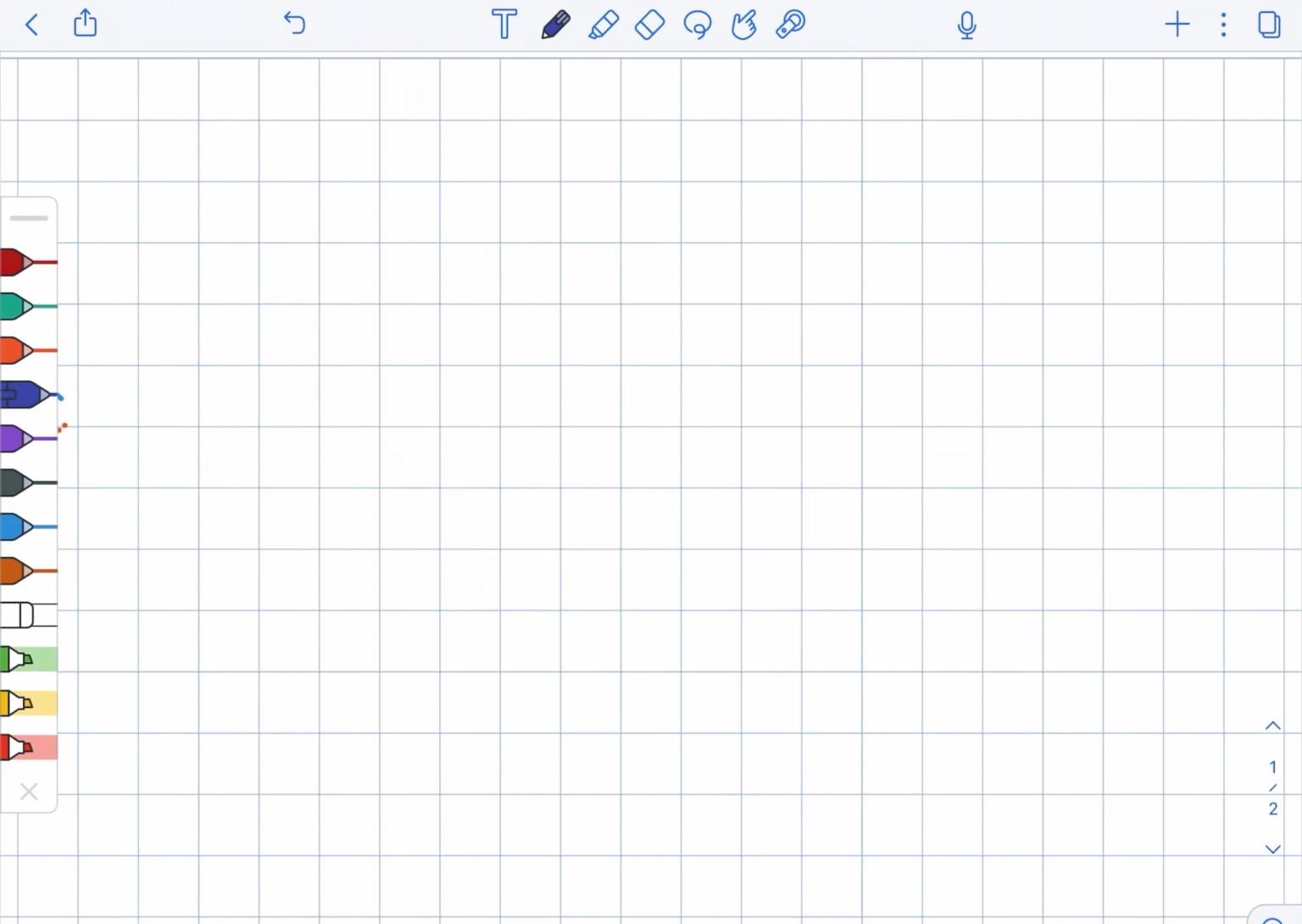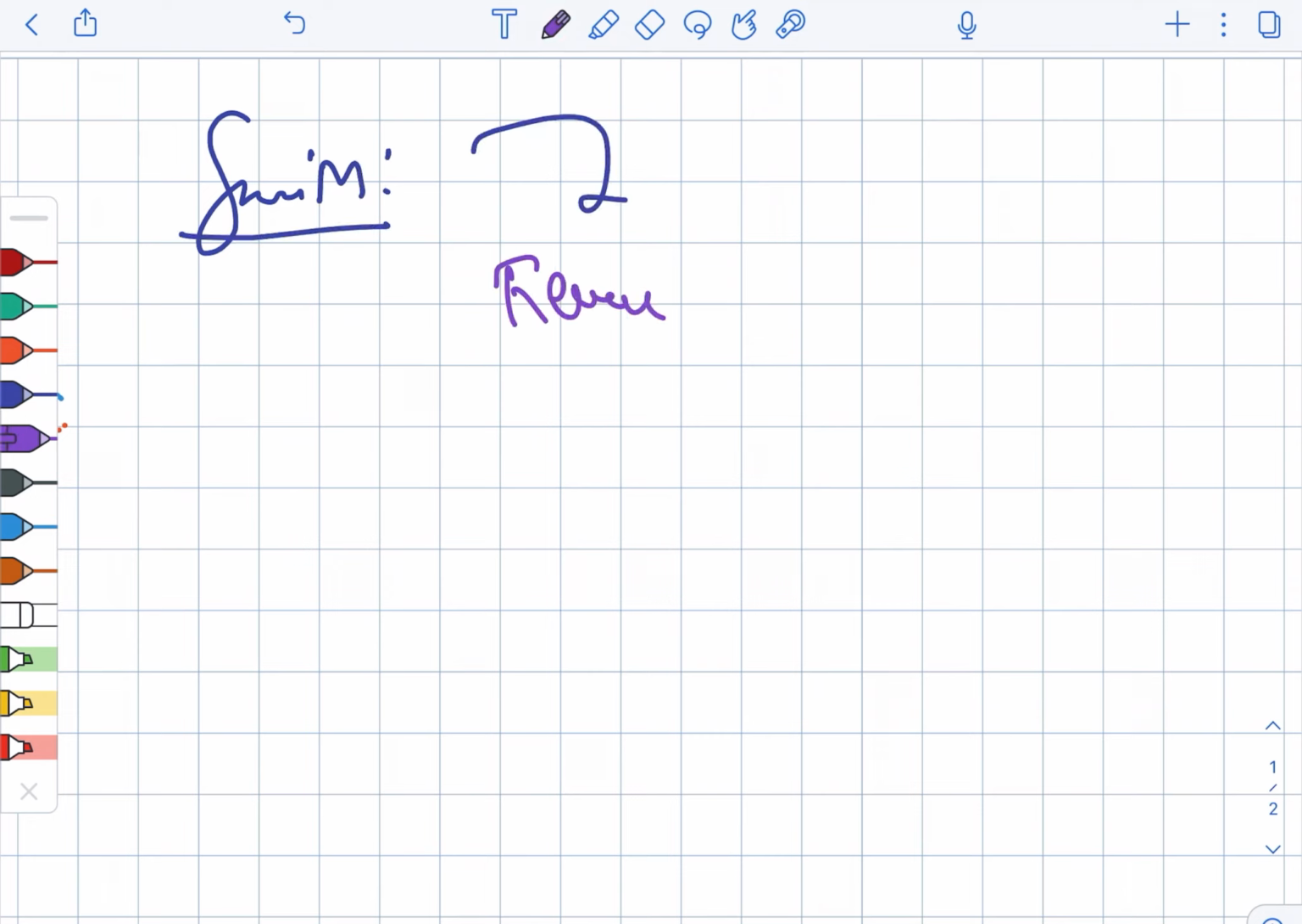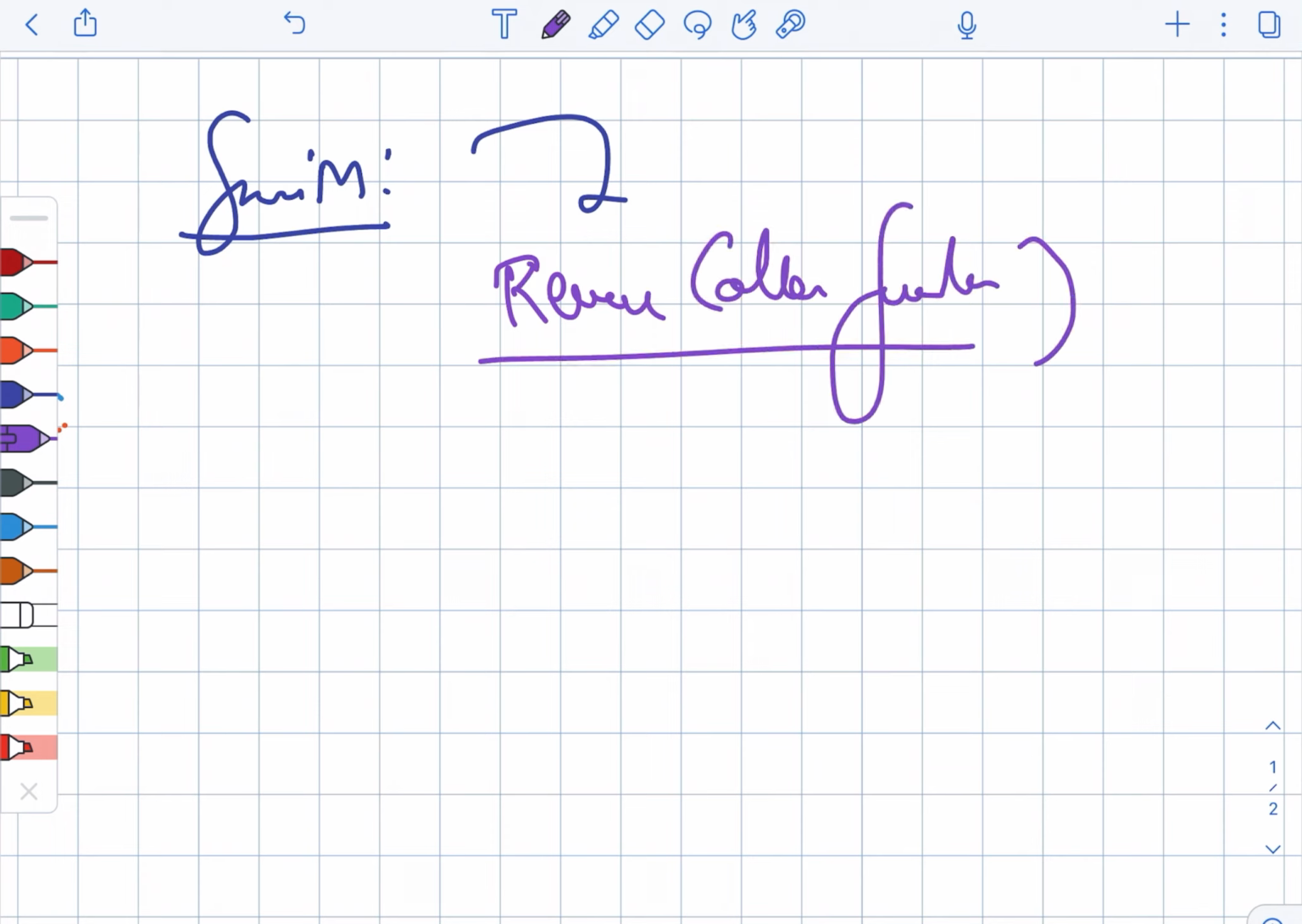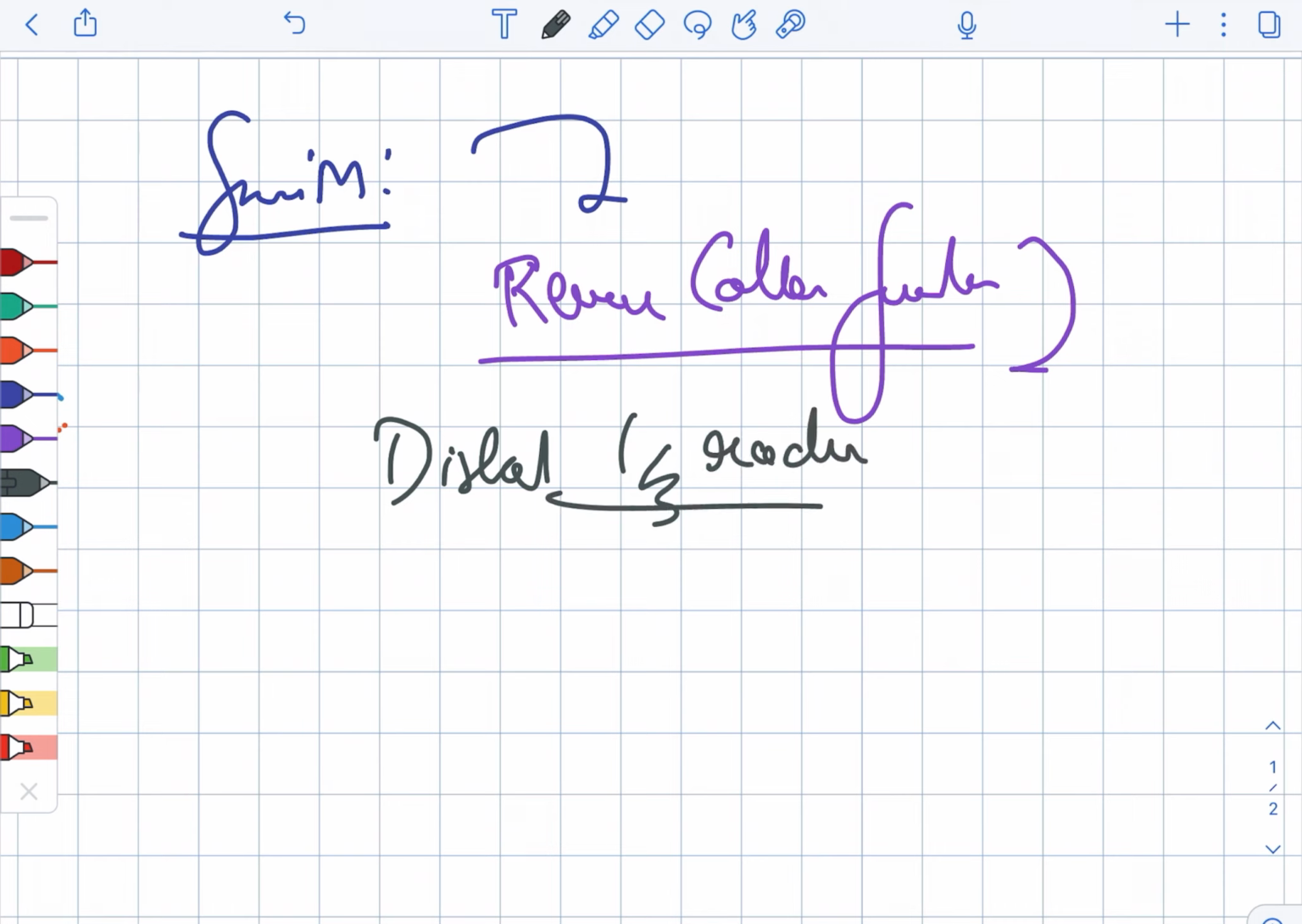Next, looking at Smith fracture. Smith fracture is nothing but a reverse Colles fracture. And this is nothing but extra-articular fracture of the distal 1/3 of the radius. Smith fracture is distal 1/3 of the radius, and this is with the palmar as well as the ventral displacement.